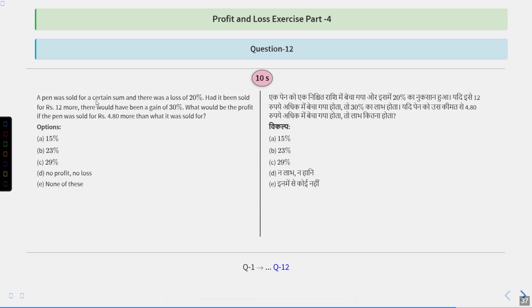A pen was sold for a certain sum and there was a loss of 20%. Had it been sold for 12 rupees more, there would have been a gain of 30%. What would be the profit if the pen was sold for 4 rupees 80 paise more than what it was sold for? You have 5 options and 10 seconds to analyze the question. Your time starts now.